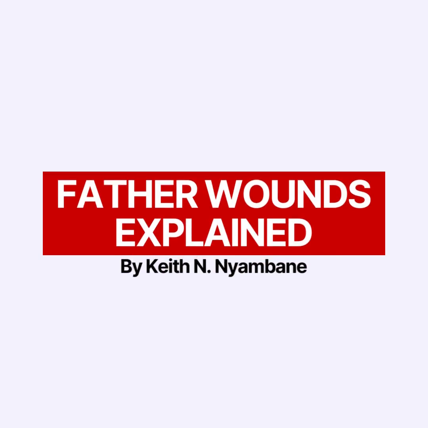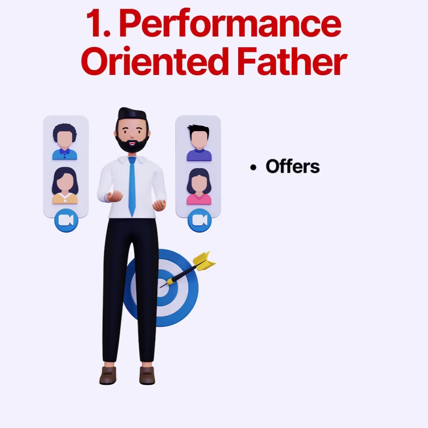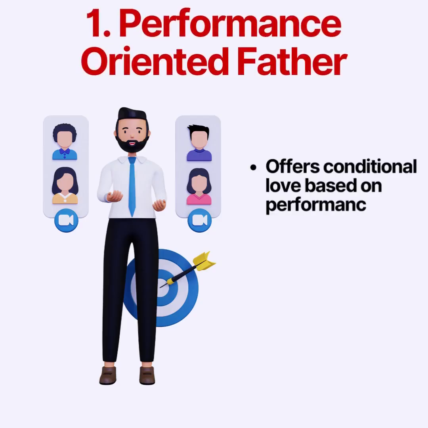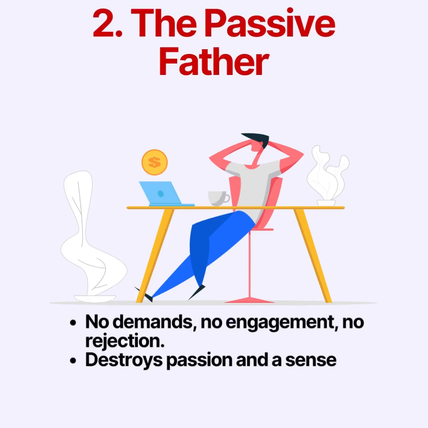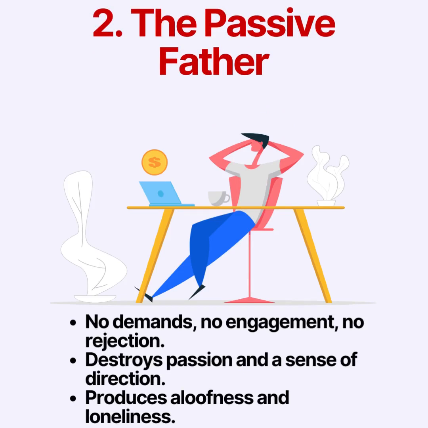So these are the different types of father wounds. Number one, we have wounds from the performance-oriented father who offers conditional love based on performance and thus destroys self-confidence. Number two, we have wounds from the passive father who has no demands, no engagement, no rejection, thus destroys passion and the sense of direction, which produces aloofness and loneliness.